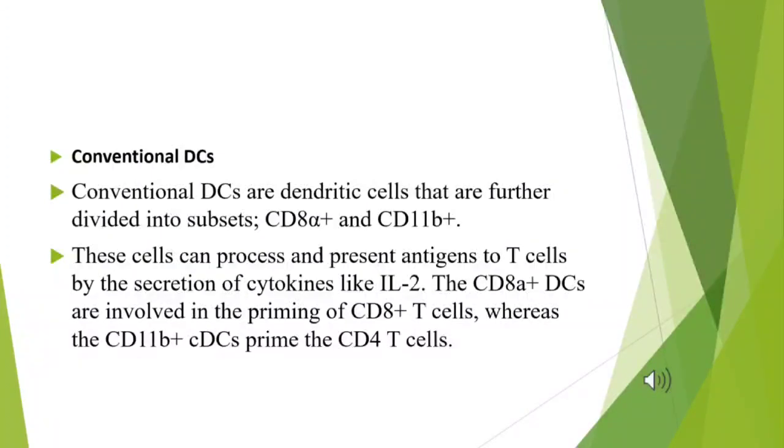And the next type of dendritic cell, the conventional dendritic cell. Conventional dendritic cells are further divided into subsets CD8A plus and CD11B plus. These cells can process and present antigen to T cells by the secretion of cytokines like IL-2.